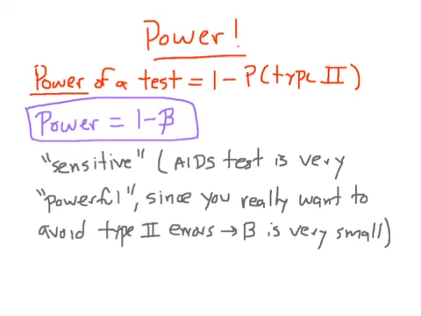So the power of a test would be 1 minus a very, very small number. It'd be like 0.9999999 or something like that, right? Because beta would probably be 0.000001. The closer a test is to having a power of 1, the more powerful it is, or the more sensitive it is, the better it is at avoiding type 2 errors is probably the best way to think about it.